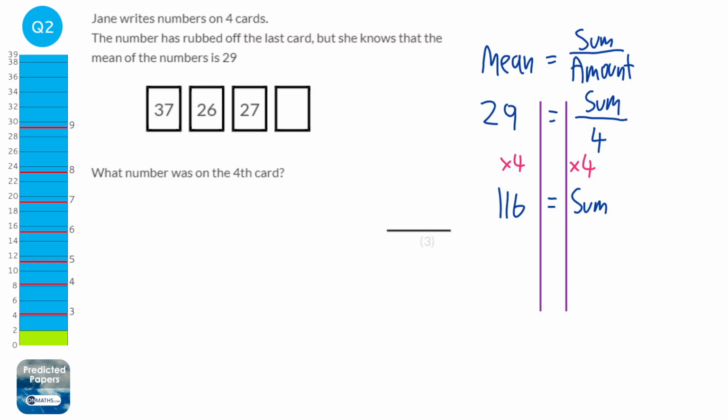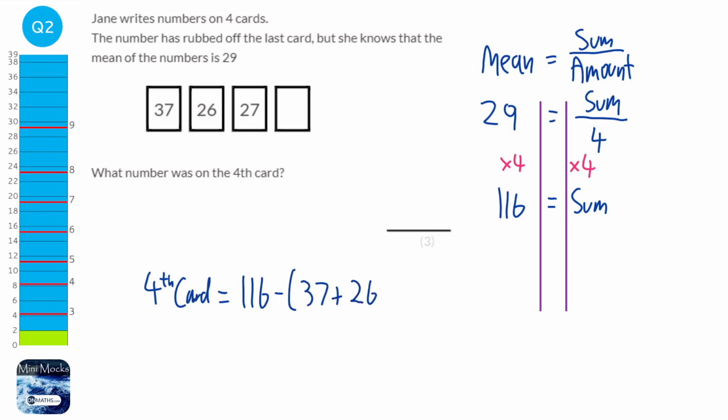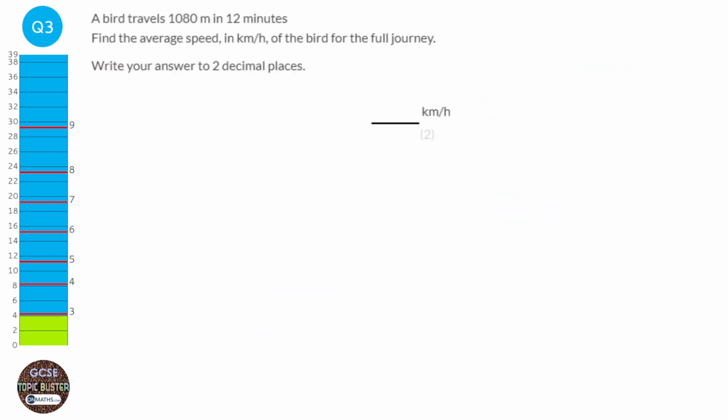So all we need to do is to find the 4th card, is get that 116 and just take away the numbers that we know. And when we do that, we get the answer 26. Now you can easily check this by adding up 37, 26, 27, and 26 again, and then dividing it by 4, and you will get 29.